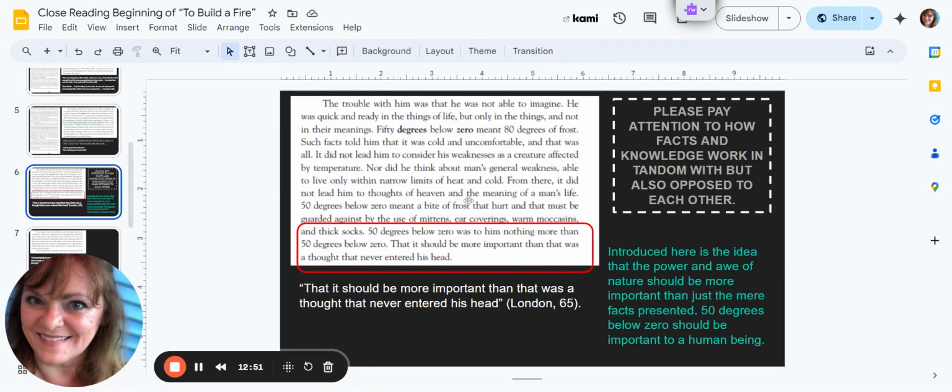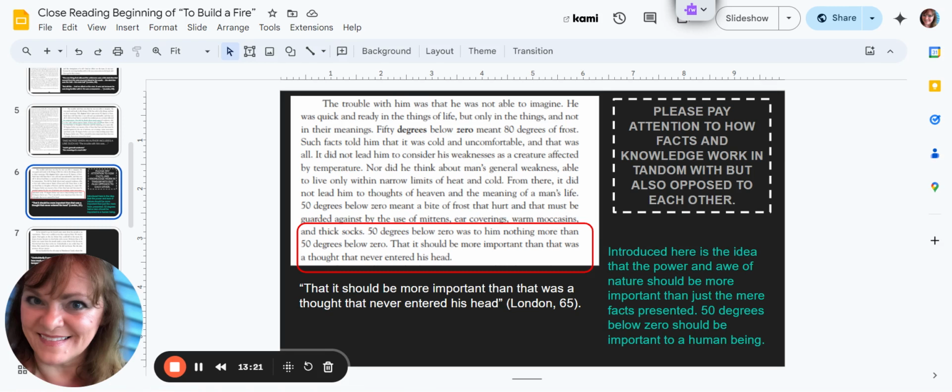And then this is the same paragraph, but it was full of things, so I made another slide of it. I want us to, and I've got here up in the dotted line box here, please pay attention to how facts and knowledge work in tandem with one another, but also are opposed to one another in this story. That's important. So, introduced here is the idea that the power and awe of nature should be.